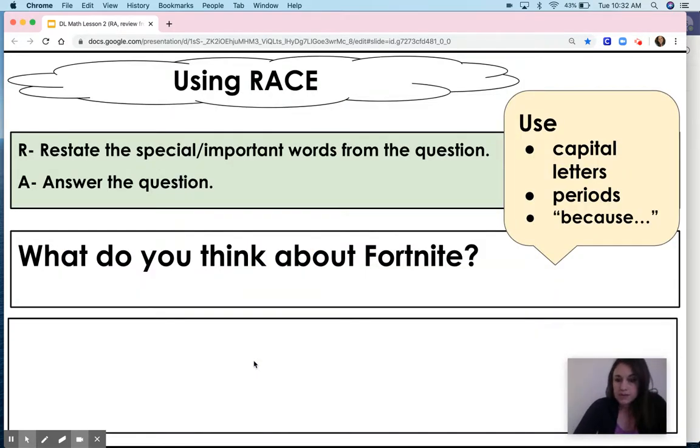When we use RACE, the R, remember, stands for restate the special or important words from the question. A stands for answer the question. In class, we usually circle the special words in the question to help us think, those are the words I'm definitely going to use when I start my sentence. Now, it's a little bit harder on a computer because you can't go circling them, so you have to really stop yourself and say, okay, which words do I want to use? So watch me do that now.